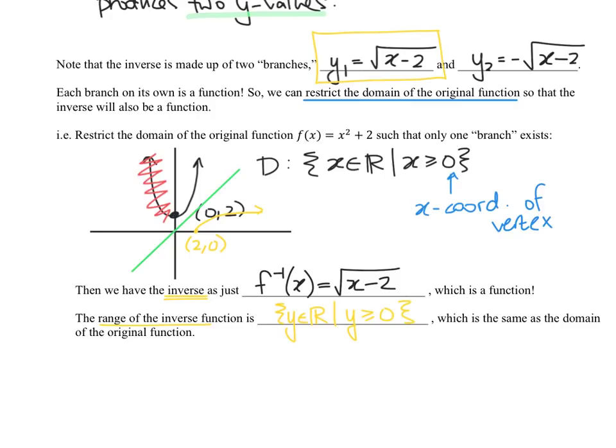So this is essentially what you need to do anytime you start with a parabola as the original function. You need to delete one arm by putting a restriction on the domain. And again, I deleted the left arm of the parabola so that I deleted the negative branch of the inverse. But if you wanted to delete the right arm of the parabola to delete the top arm of the inverse, that would be fine as well.